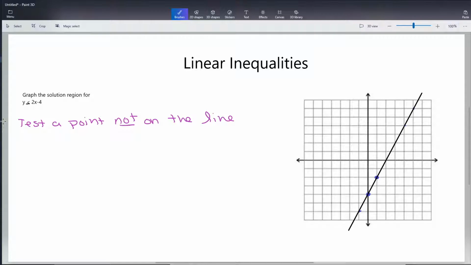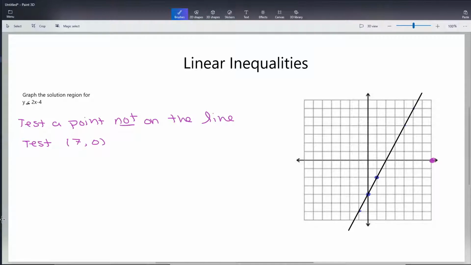Now, last time we tested the point 0, 0, okay? This time, I would like to test a different point just so that you see you could test any point. So let's just test this point way over here, okay? So we are going to test the point 7, 0, okay? You can test any point that's not on the line. Like I said, usually people pick 0, 0 just because it's so easy to plug in.